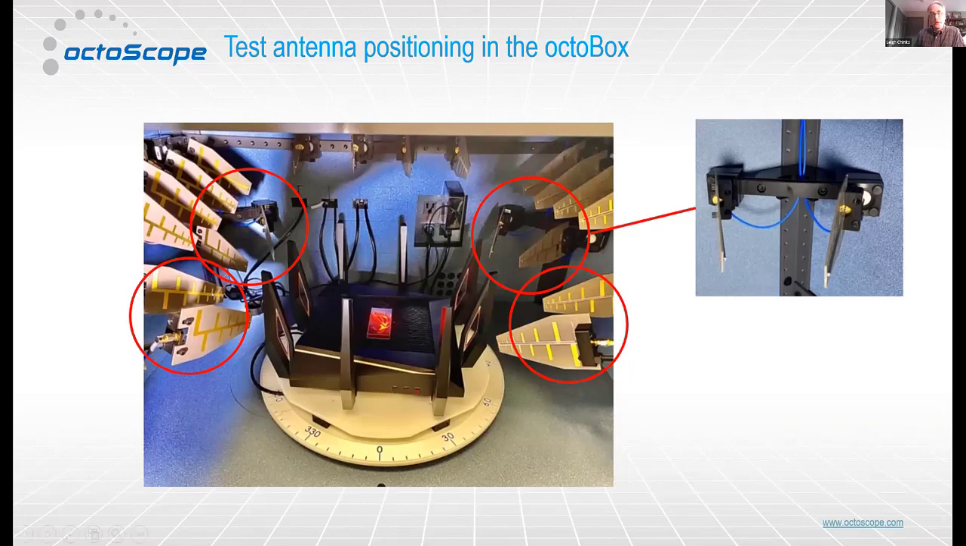But what you're seeing in this picture is how the system is configured, just like shown in the previous slide. You can see these red circles are highlighting those pairs of antennas in the corner. And over here on the right-hand side, we're showing a custom bracket that we've created to allow the antennas to be easily mounted in the corners.